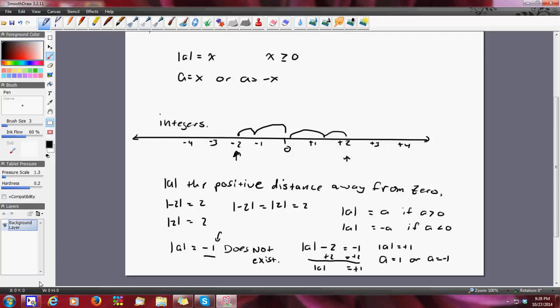That's it. Hope this was helpful. I'll do one quick example. The absolute value of A equals 3, A can equal 3, or A can equal -3, because both 3 and -3 are 3 units away from 0.